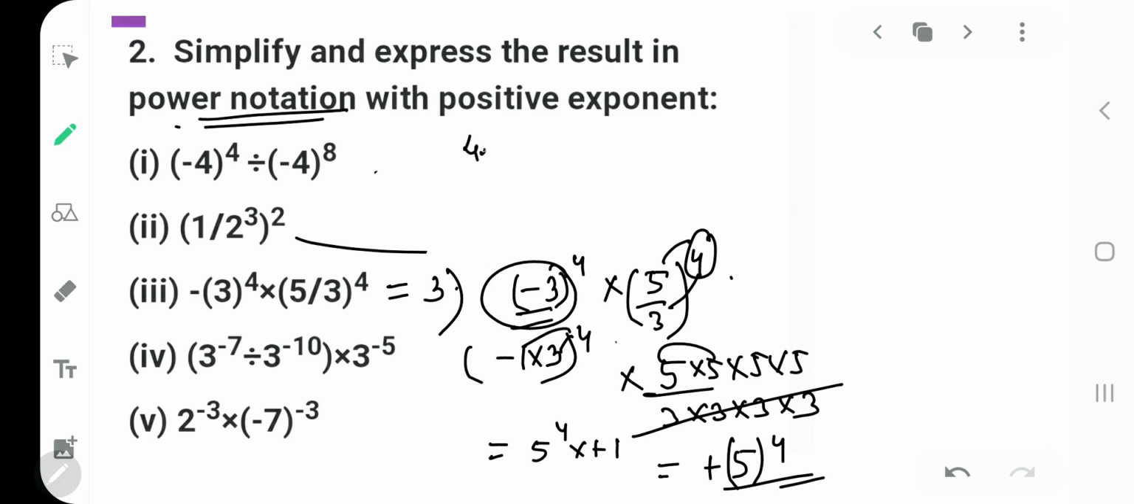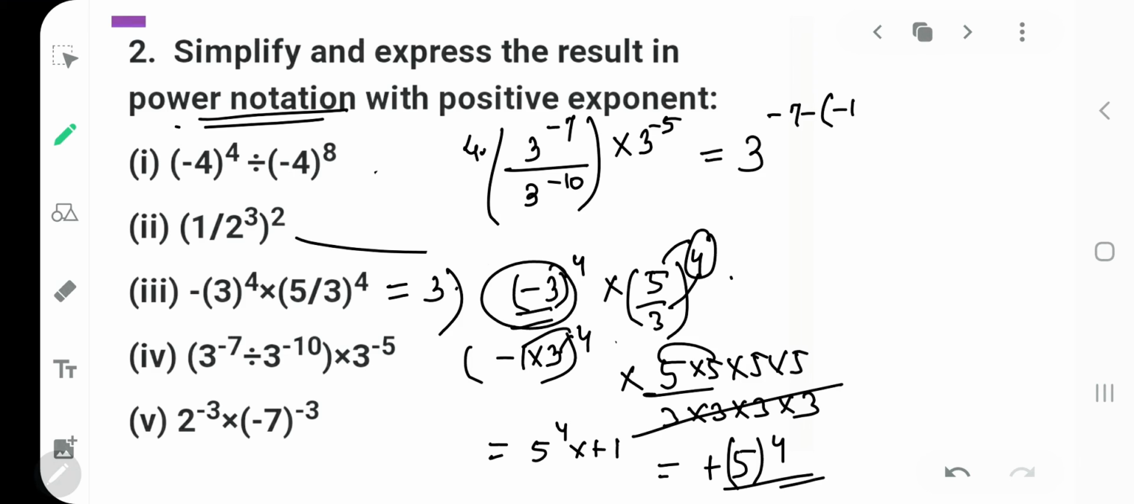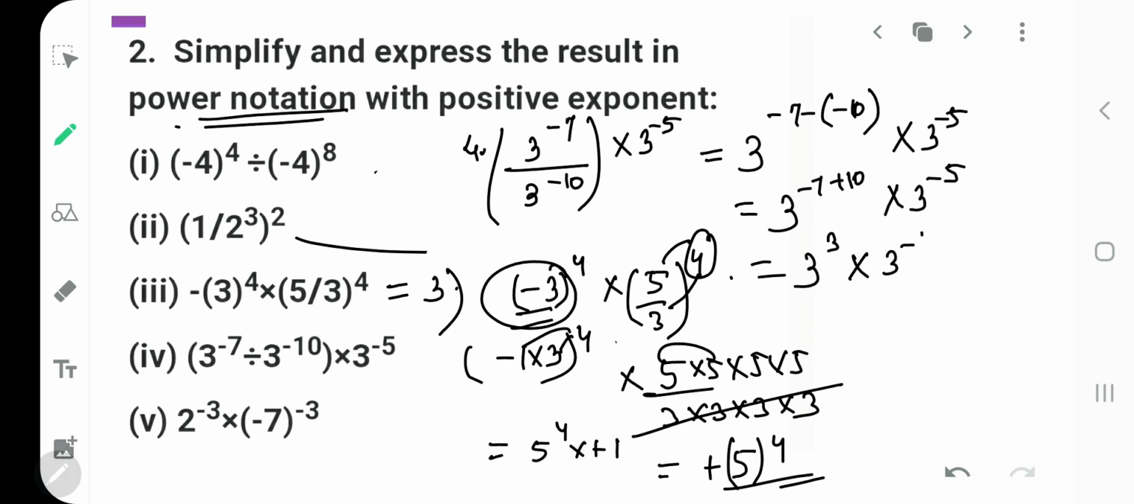I'll jump on to fourth, which says 3 raised to minus 7 divided by 3 raised to minus 10, multiplied by 3 raised to minus 5. First you have to see what is in bracket. It is in division. So division exponent should be subtracted, and you have multiplication aside. Here it will be minus 7 minus minus 10, that will be minus 7 plus 10, and 3 raised to minus 5 aside. Minus 7 plus 10 will be 3 and 3 raised to minus 5.